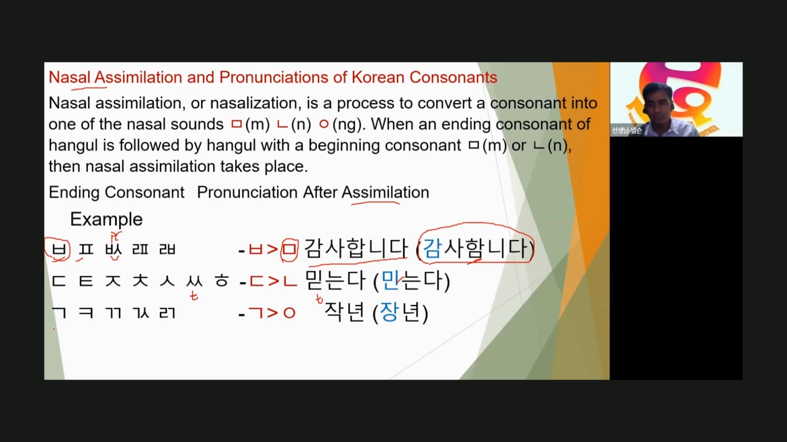Then the last character, giyok, hyok, sangyok, then giyok shot, the final consonants of the two, real giyok. Whichever of those, giyok will be replaced by the ng sound. So instead of jaknyon, the correct pronunciation is jangnyon. That is called nasal assimilation.